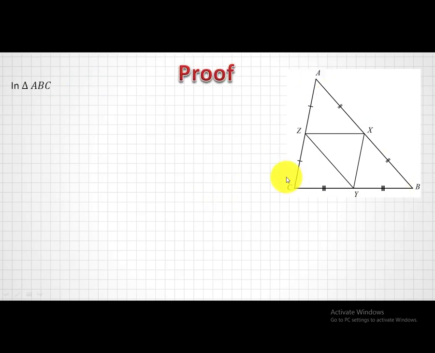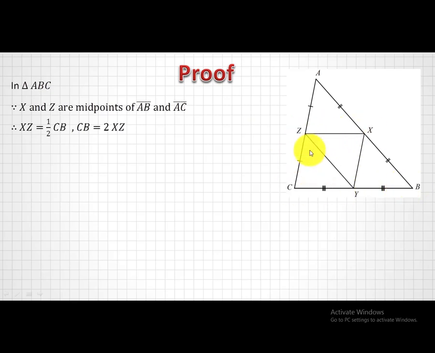First, in triangle ABC, since points X and Z are midpoints of line segments AB and AC, therefore XZ equals half CB. XZ equals half CB means CB equals double XZ, then CB equals 2XZ. Clear? Then CB equals 2 times XZ equals 2 times 6, which is 12 cm. Then CB equals 12 cm, the first side.